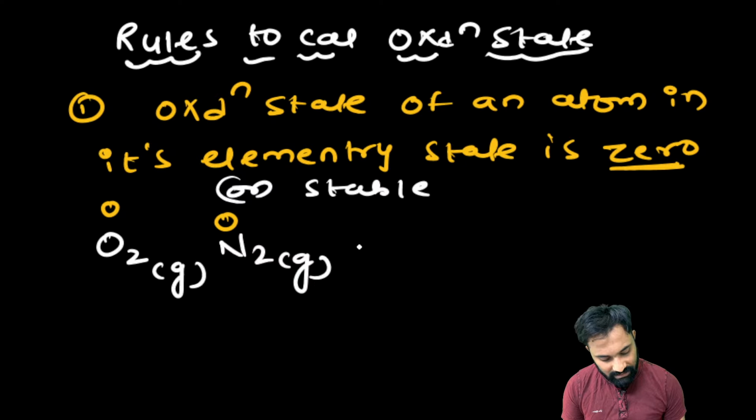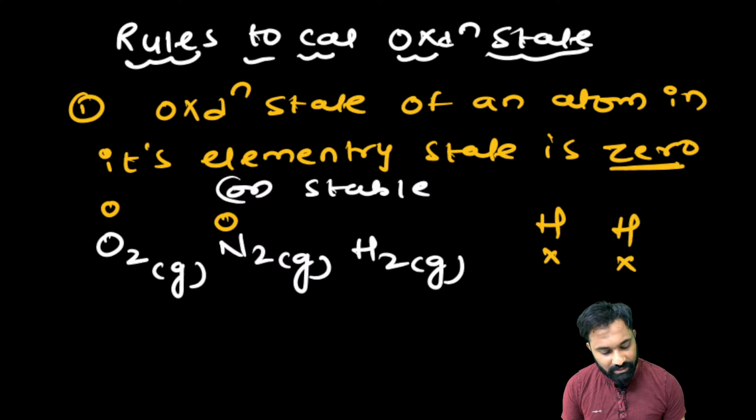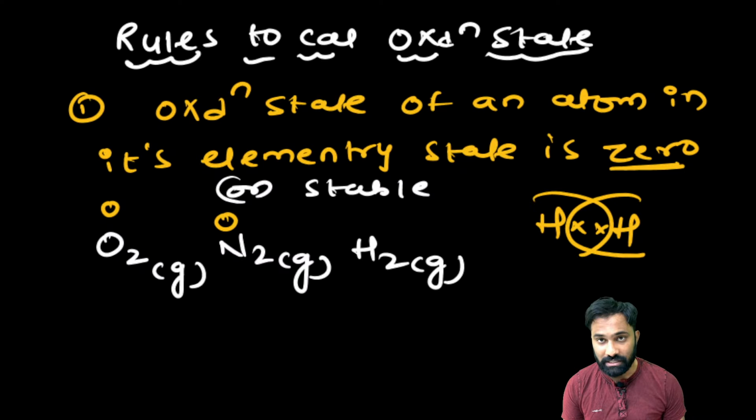If they ask what is the oxidation number of H2 gas, hydrogen is stable in its elemental form as H2 gas. Why? One hydrogen atom has 1 electron and another hydrogen atom has 1 electron. When they share the electrons mutually, they form H2 gas. When they form H2 gas, they reach the noble gas configuration and become stable. That's the reason hydrogen is stable as H2. When hydrogen is stable in H2, its oxidation number will be 0.